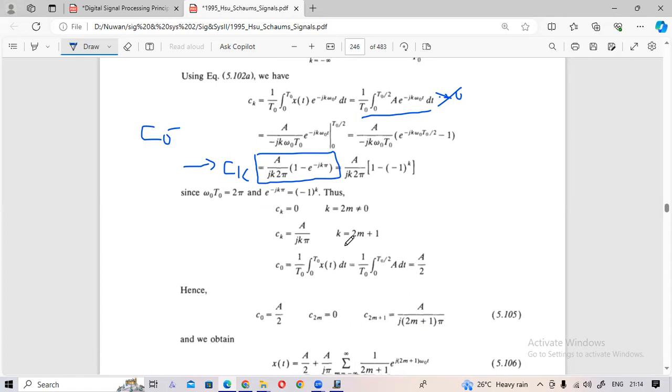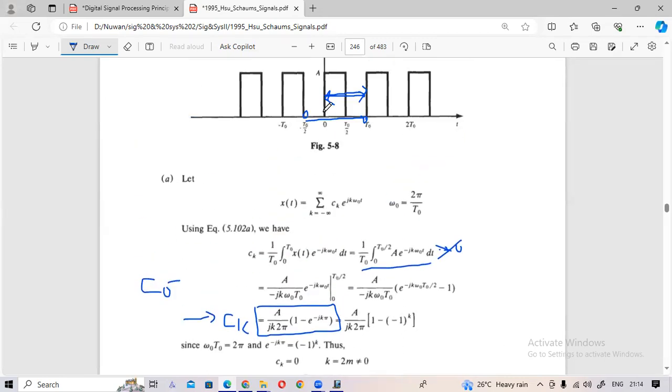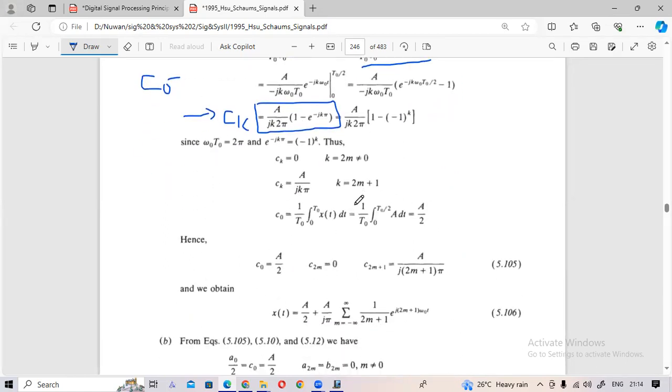So you can use this one. Because at the evaluation point, you make this k 0, so e to the power 0 will be 1. So you have to integrate 1 over T naught, from 0 to T naught, only A, because here we have the value from 0 to T naught by 2, and here we have 0. So with this integration, the value is A divided by 2. What is this value? This is the DC component of the signal. That means here the frequency component is 0. No frequency component, DC component.